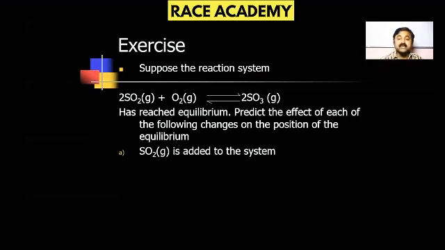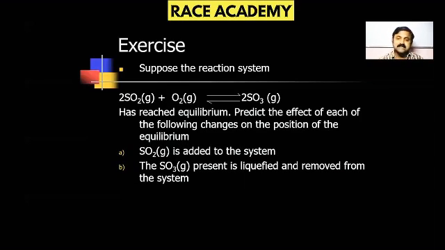SO2 is added to the system. Like you said earlier for the ammonia case, here also it happens the same. When SO2 is added, the concentration of the reactants increases, so the forward reaction rate increases and the equilibrium shifts in the forward direction, towards the right side.